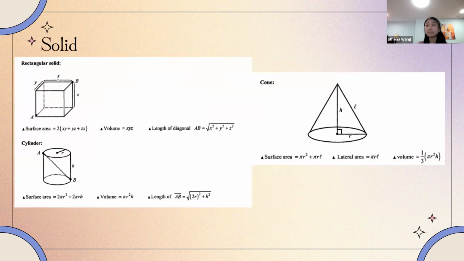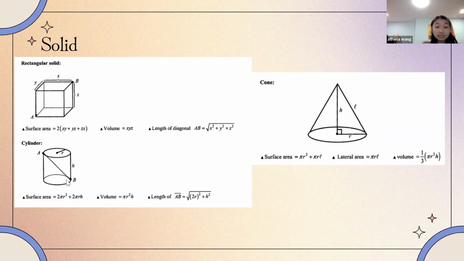Okay, so now these are just solids and their formulas. Okay, so for surface area, the surface area of a cube or just a rectangular solid is the length times the width plus the width times the height plus the height times the length, and this whole thing has to be multiplied by 2 because there's 2 on both sides. And then the volume is x times y times z, and the length of the diagonal from one side to the very opposite corner is the square root of x squared plus y squared plus z squared.